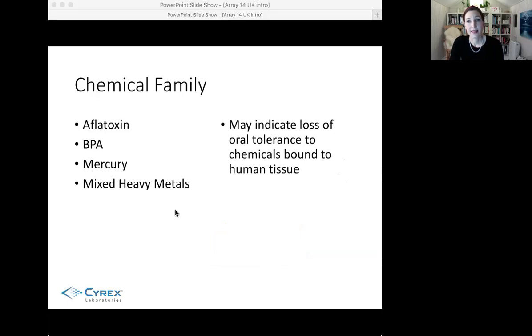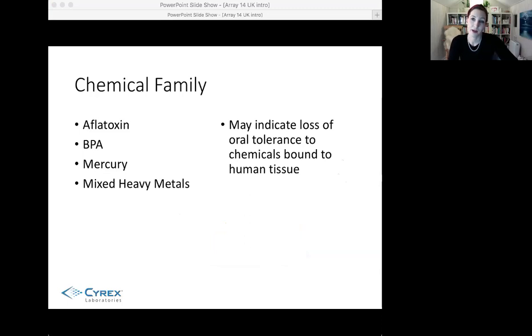Array14 also looks at the chemical family. So aflatoxin, of course, is a chemical as well as being food related. BPA, mercury, and mixed heavy metals. Of course, BPA, mercury, and heavy metals themselves are too small to create an antibody.